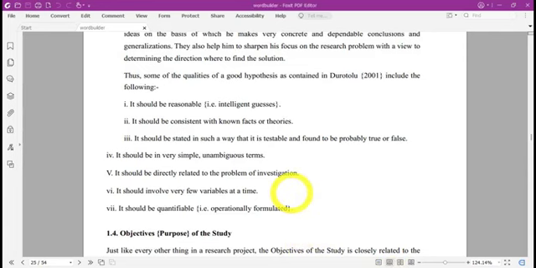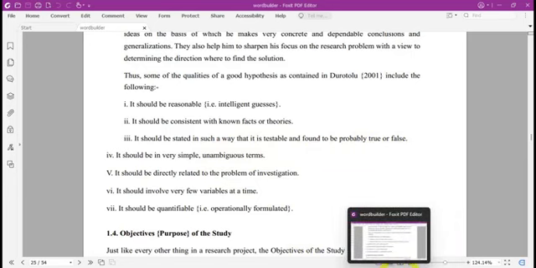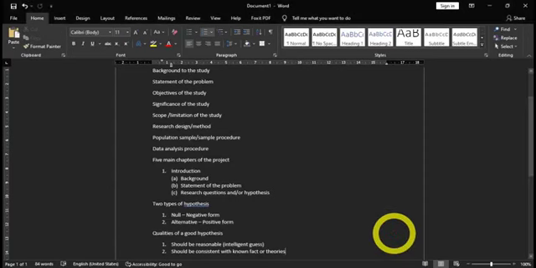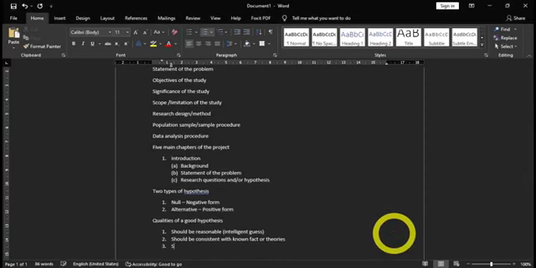The third one, it should be stated in such a way that it is testable and found to be probably true or false. It should be testable.